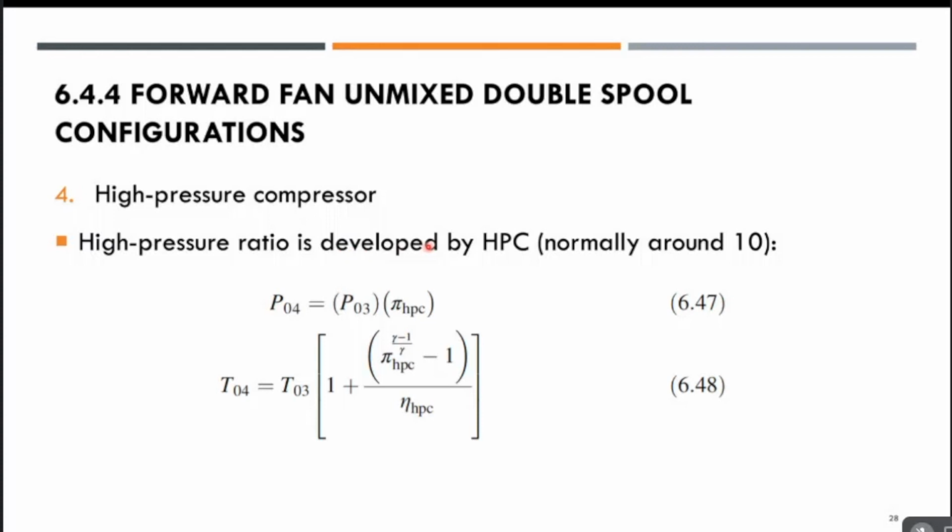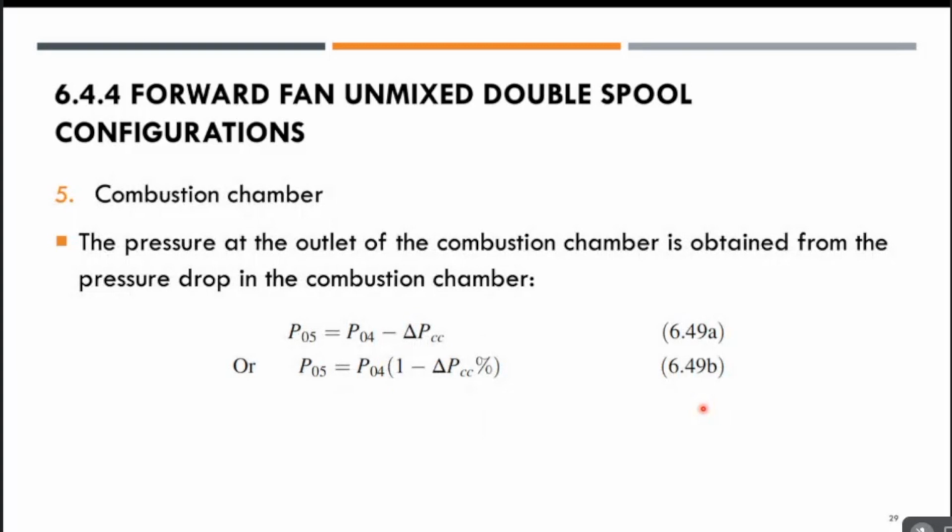The pressure ratio developed by the high pressure compressor is normally around 10. You can use expression 6.47 to find P04 and 6.48 to find T04. With regard to the combustion chamber, the pressure at the outlet is obtained from the pressure drop in the combustion chamber, so P05 equals P04 minus the delta P of the combustion chamber, the change in pressure in the combustion chamber. Or you can also use expression 6.49B to find P05.